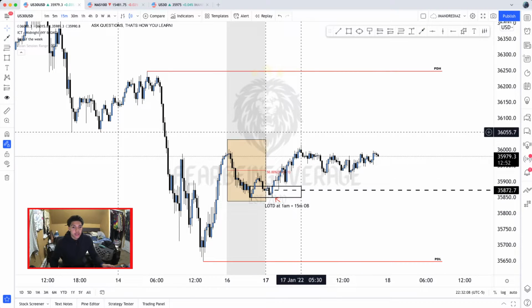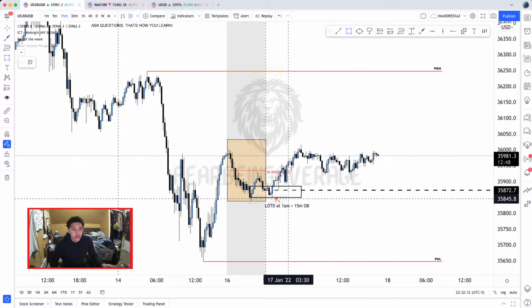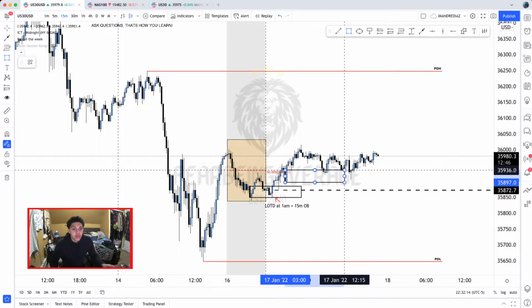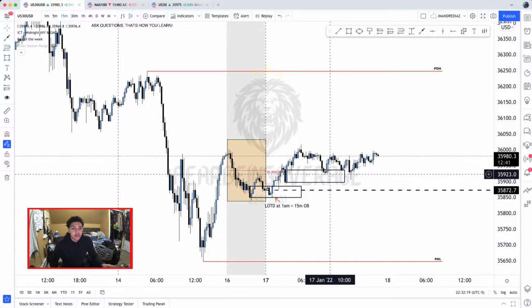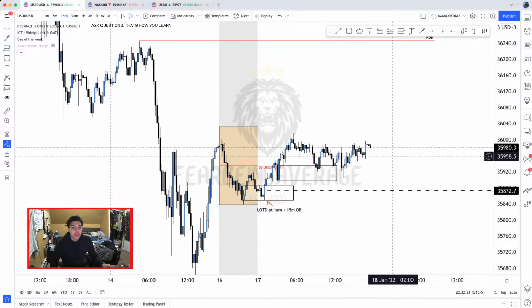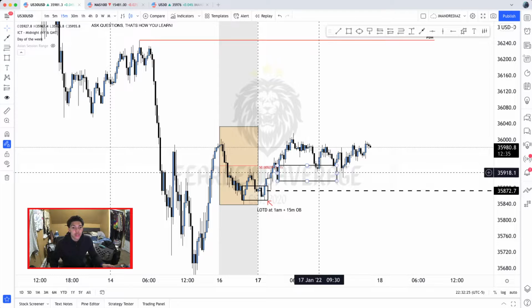Then what happened after this? You can easily see that price came down and rejected. Where did it reject? It came right to the 50% of this overall Asian session range, and also came down to this 15-minute order block. And this is personally where I was looking for price to get in. I was looking to get into a trade earlier this morning, where I was looking to take price higher.